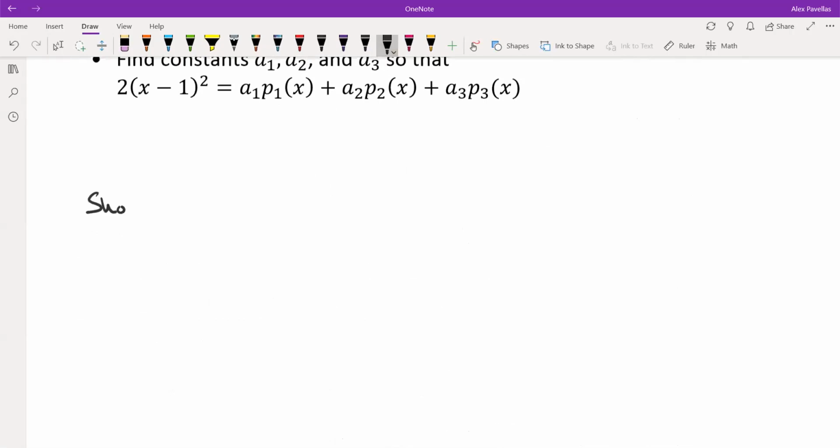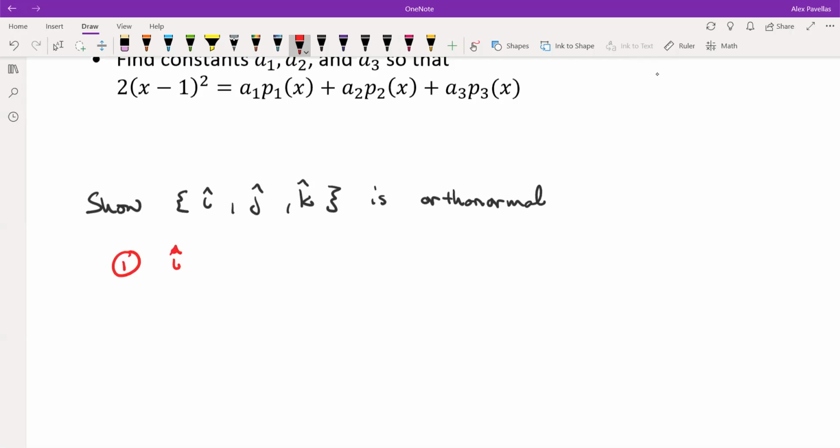Show that the set i, j, k is orthonormal. We know it's a basis for R3, because it's literally the standard basis. The way we do that is, first, what's i dot j? We do the dot products of all the vectors with all the other vectors. Remember, i is the vector 1, 0, 0, and j is the vector 0, 1, 0. If you work out this dot product, you get 1 times 0, which is 0, plus 0 times 1, which is 0, plus 0 times 0, which is 0. Yay, you get 0.